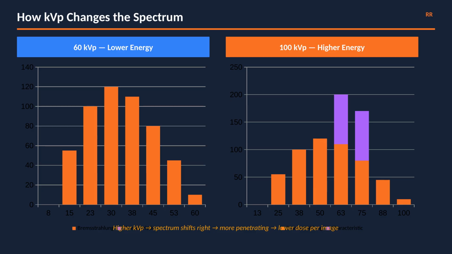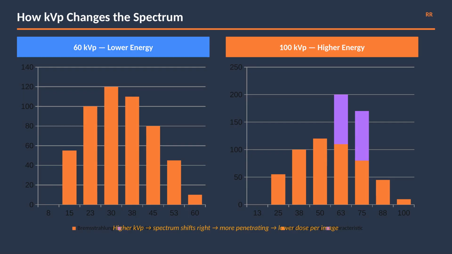The clinical implication: higher kVp produces a more penetrating beam that requires less MAS for equivalent density, which reduces patient dose. The 15% rule formalizes this: increase kVp by 15% and you can cut MAS in half while maintaining equivalent image density. The result is approximately 50% dose reduction. This is the primary optimization tool in digital radiography.